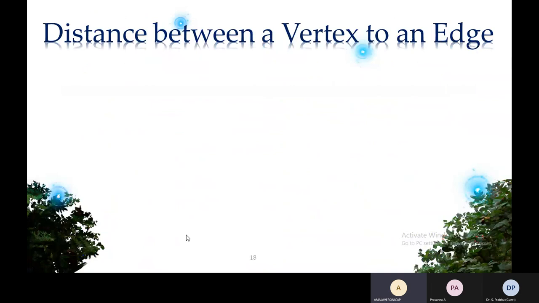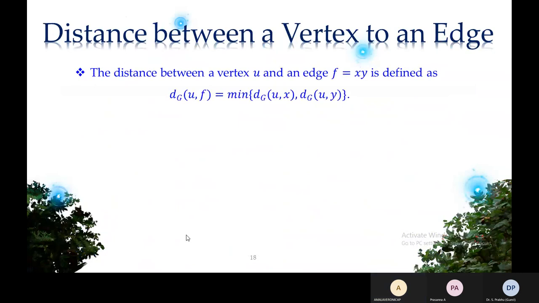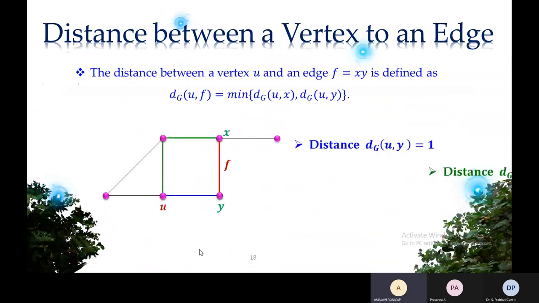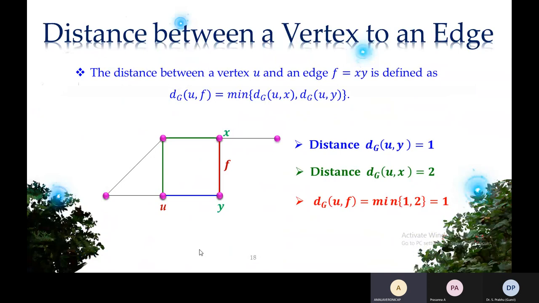Distance between a vertex and an edge. The distance between a vertex U and an edge F equal to XY is defined as d(U,F) equal to the minimum of d(U,X) and d(U,Y), where X and Y are the vertices connecting edge F. Look at the same graph here. I just consider the vertex U and the edge XY. Now the distance between U and F is going to be explained here. First, U to Y, the distance is 1, and U to X, the distance is 2. I need to take the minimum among these two. Therefore, the distance between U and edge F will be the minimum of 1 and 2, which is 1. Therefore, the distance between U and F is 1.